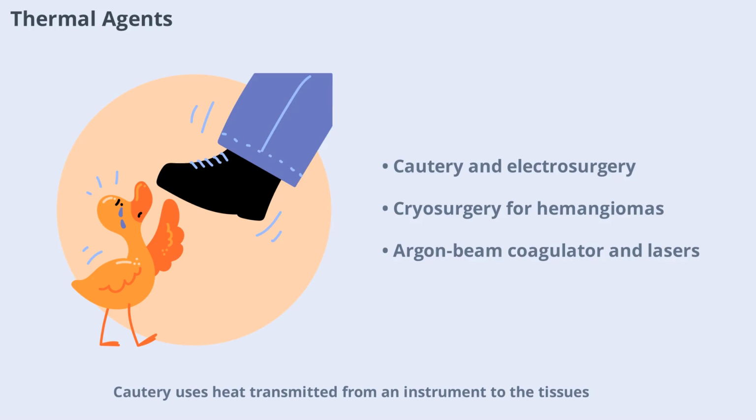Cautery uses heat transmitted from an instrument to the tissues, while electrosurgery uses induction from an alternating current source. Electrocautery is effective for small vessels but not for large ones, which require ligation. Cryosurgery uses extreme cooling to induce cryogenic necrosis, especially for superficial hemangiomas. Argon beam coagulator transmits monopolar current through argon gas, allowing control of bleeding from vessels smaller than 3 mm.